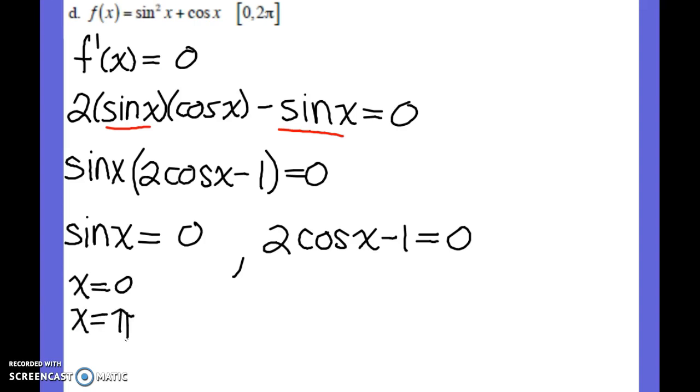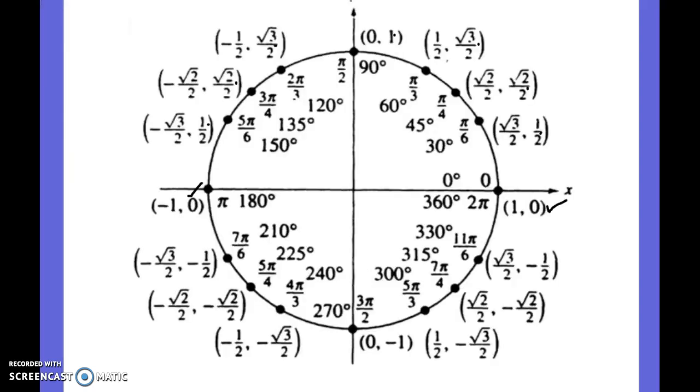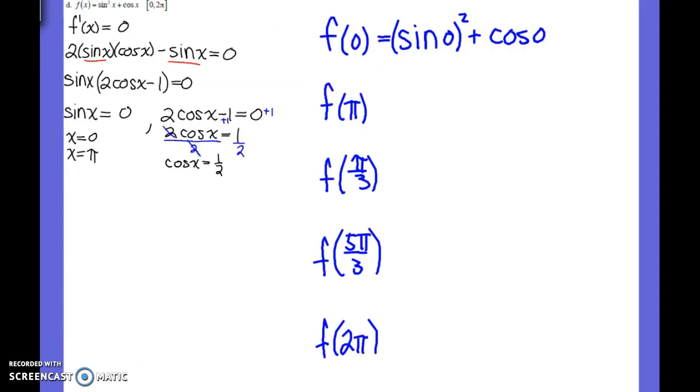Now, where is 2 cosine of x minus 1 going to equal 0? Okay, so let's isolate this x, and you can add the 1s to both sides, divide by 2 to both sides. That leaves you with cosine of x equals 1/2. Now, where does the x value on the unit circle leave you with 1/2? Okay, right there. And yes, you do have to memorize this. Okay, not here. Those are negatives all the way down to the fourth quadrant right there. Okay, so we have pi over 3 and 5 pi over 3. So those are your points.